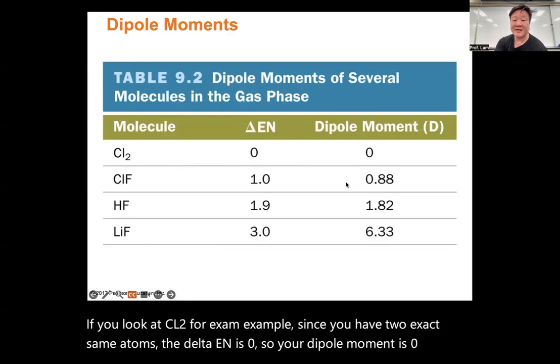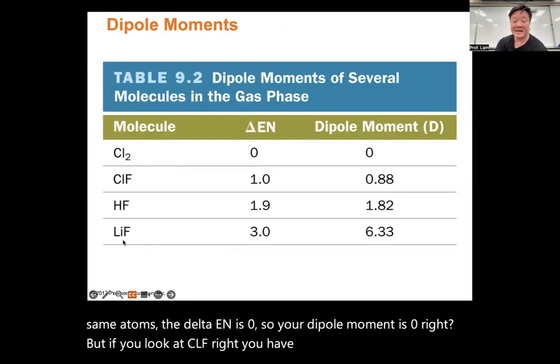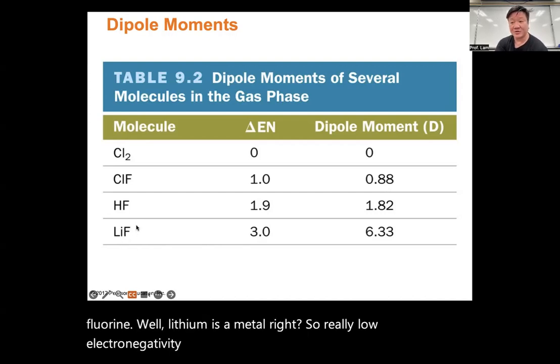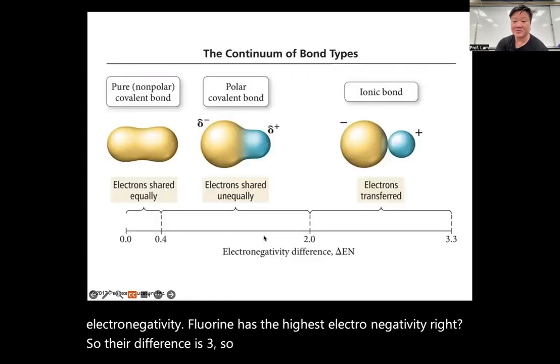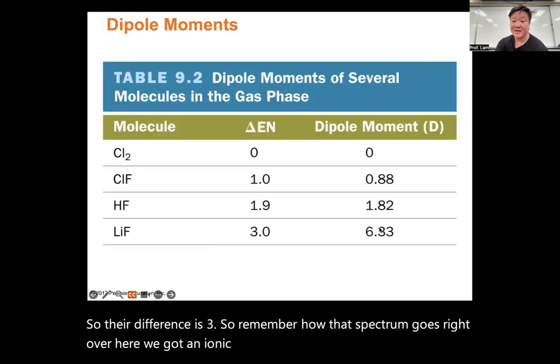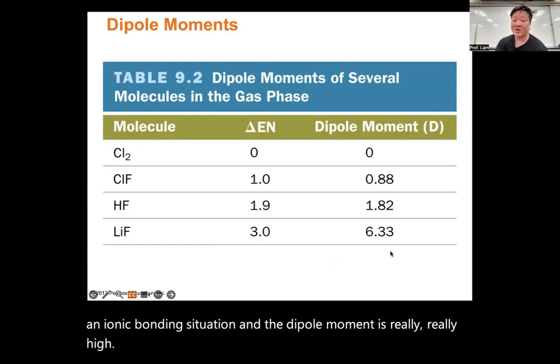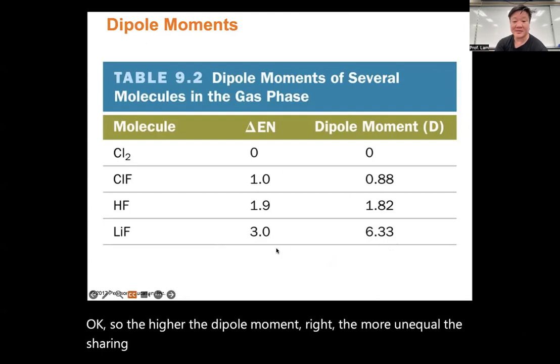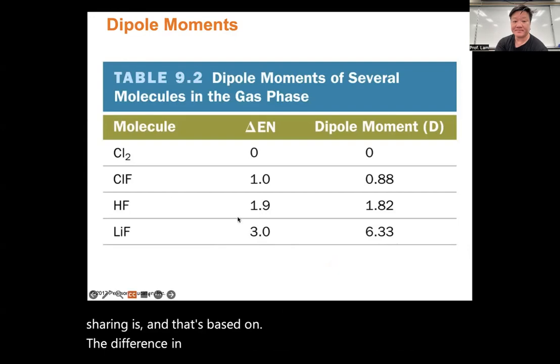But if you look at ClF, you have 0.88. And then lithium and fluorine: lithium is a metal, so really low electronegativity, and fluorine has the highest electronegativity. So their difference is 3. Remember how that spectrum goes? 3 is over here. We have an ionic bonding situation, and the dipole moment is really, really high. So the higher the dipole moment, the more unequal the sharing is, and that's based on the difference in electronegativity.